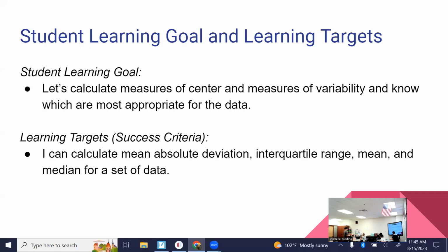And we didn't finish the lesson in algebra, but we started it. So the goal is to calculate measures of center and measures of variability. Variability is another word for spread. So how spread out the data is. And for measures of center, like what are some examples of those?